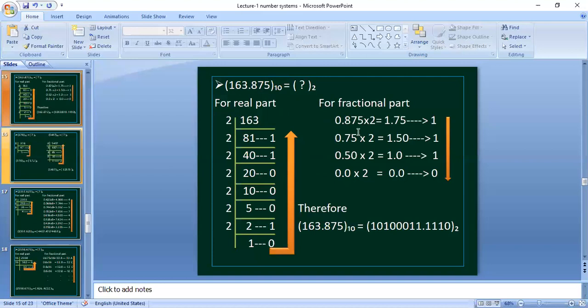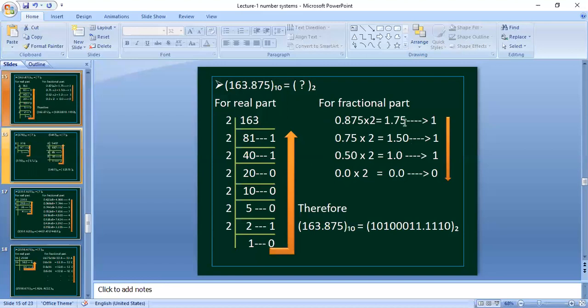So that is 0.875 into 2, and write the integer part at the right side. Again, the fractional part of the product will be multiplied with the destination radix, that is 0.75 into 2. So what is the result? 1.50, and write the integer part at the right side.